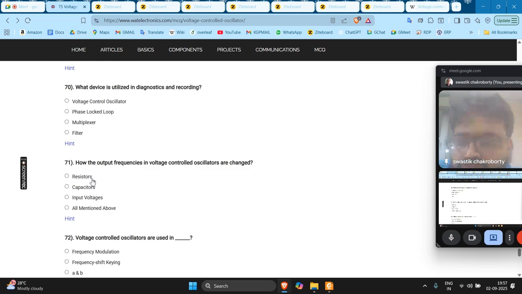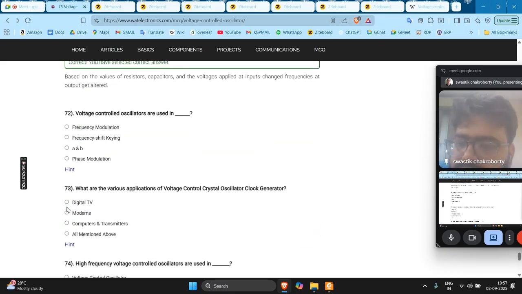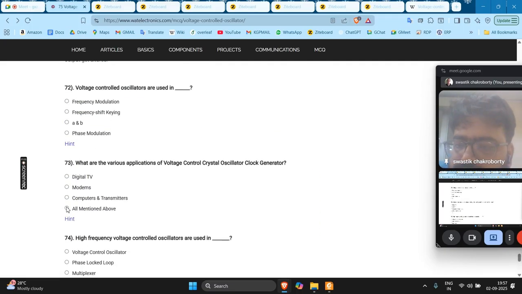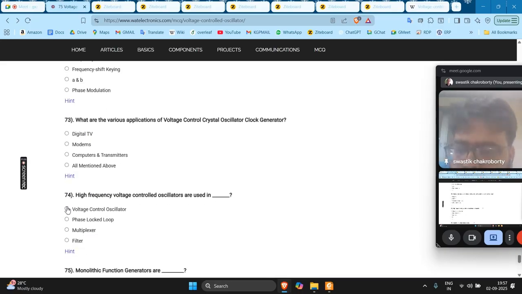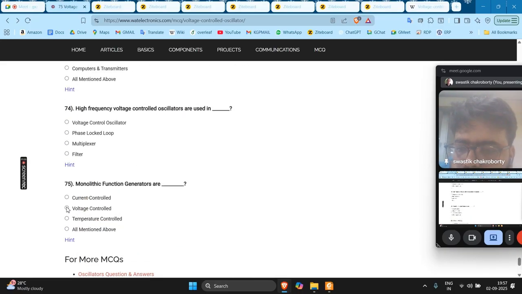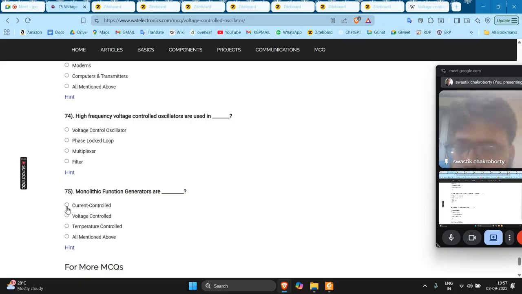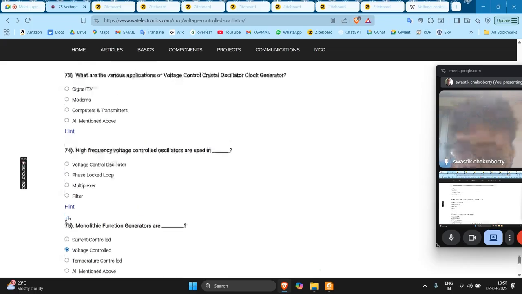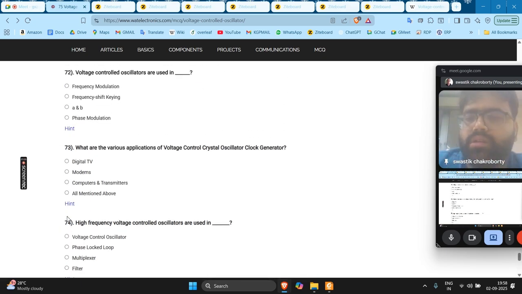And how is the output frequency in a voltage controlled oscillator changed? In a voltage controlled oscillator, the output frequency is a function of the voltage and RC. So voltage, resistor, and capacitor. Monolithic function generators are voltage controlled. So if you want to generate a function, what you use is a VCO, and a VCO is voltage controlled strictly.